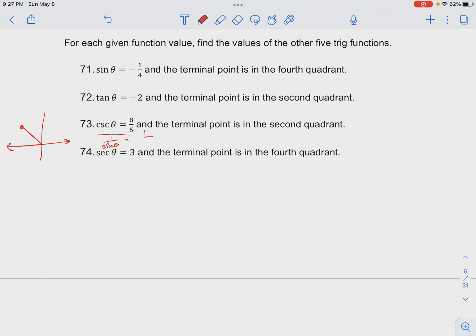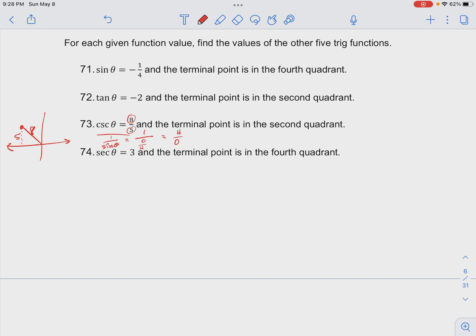which is 1 over sine of theta is equal to opposite over hypotenuse, then our cosecant of theta is going to be equal to hypotenuse over opposite, which means that 8 is our hypotenuse and 5 is our opposite. So this will be 8 and opposite will be 5.